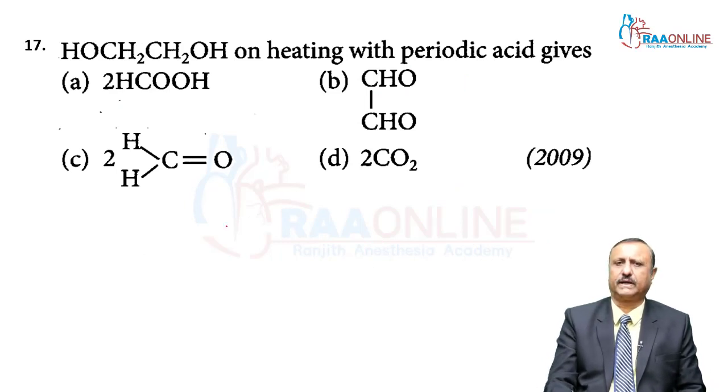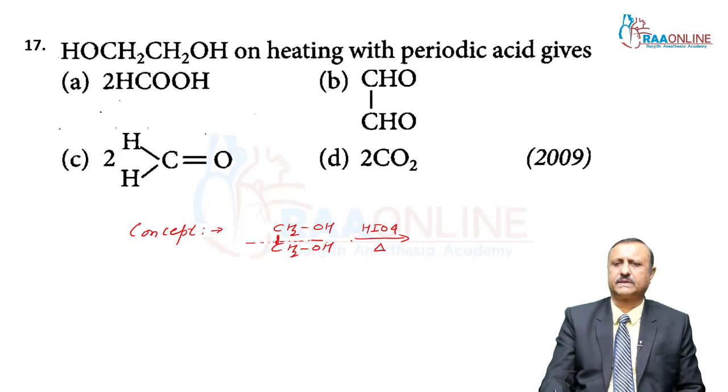CH2OH-CH2OH on heating with periodic acid gives. My dear students, here the concept is that when ethylene glycol, CH2OH and CH2OH, or glycerol, in which primary or secondary alcoholic groups are present, is heated with an oxidizing agent, this is a mild oxidizing agent, and this oxidizing agent breaks the carbon-carbon bond. So this bond is broken by this HIO4 oxidizing agent.